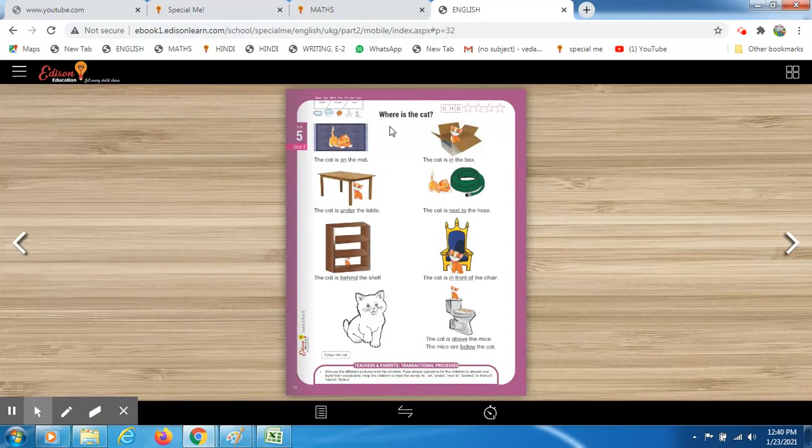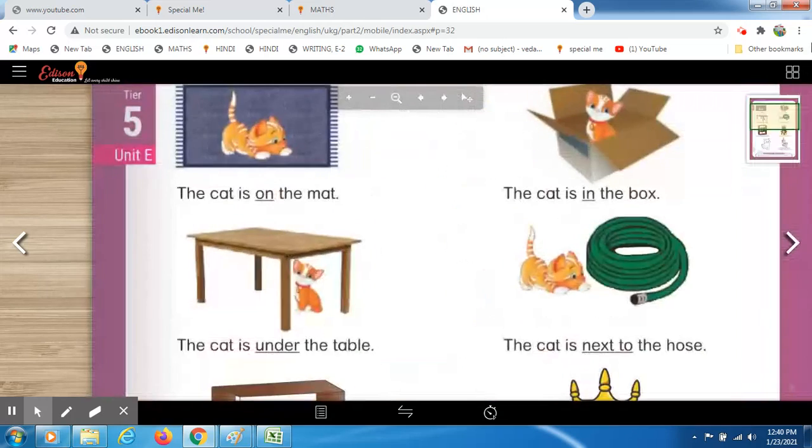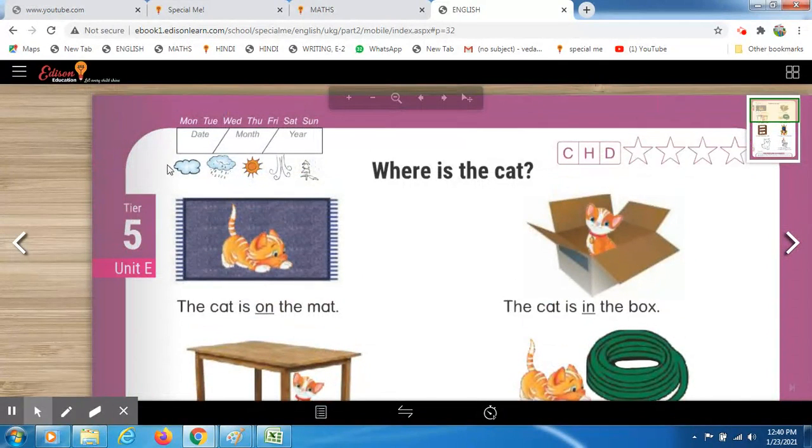Here you have to answer me where is the cat. So we have to find where the cat is. Before starting this worksheet, you have to write the date first. What is the date today? Today is 25th, right? So here you have to write 2/5/25. The month is January, so here you have to write 01, and the year is 2021. Fine. So write this content. The day is Monday. That is the very first day of the week. Go outside, check the weather, and then circle the clip art.